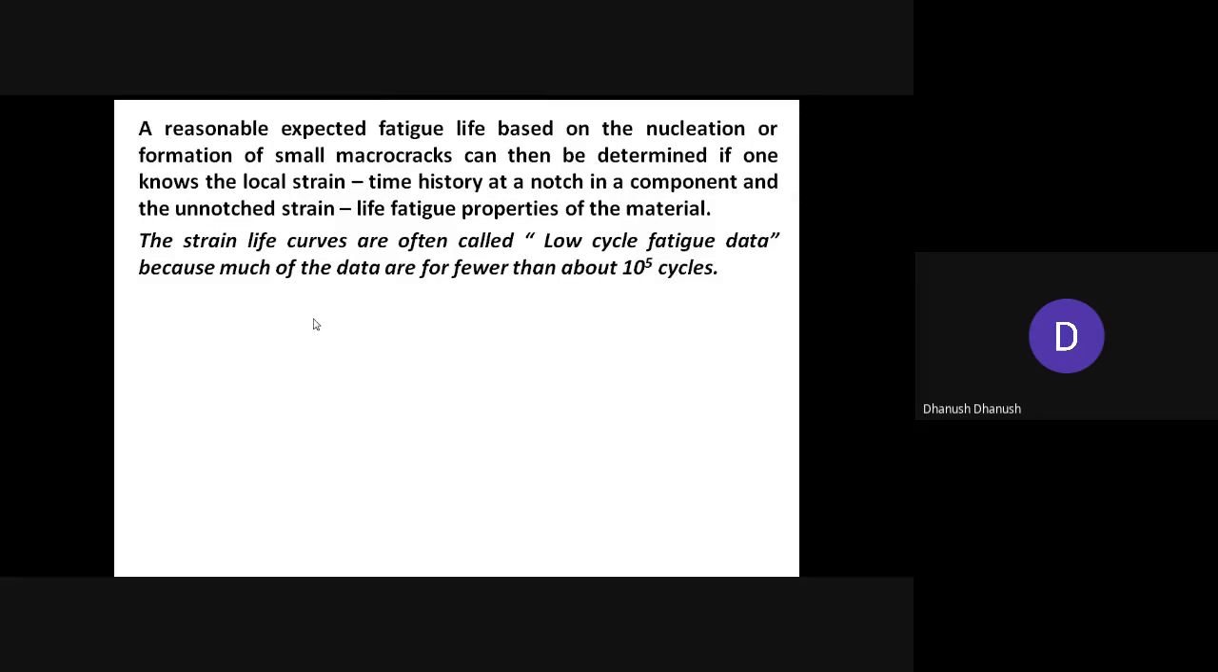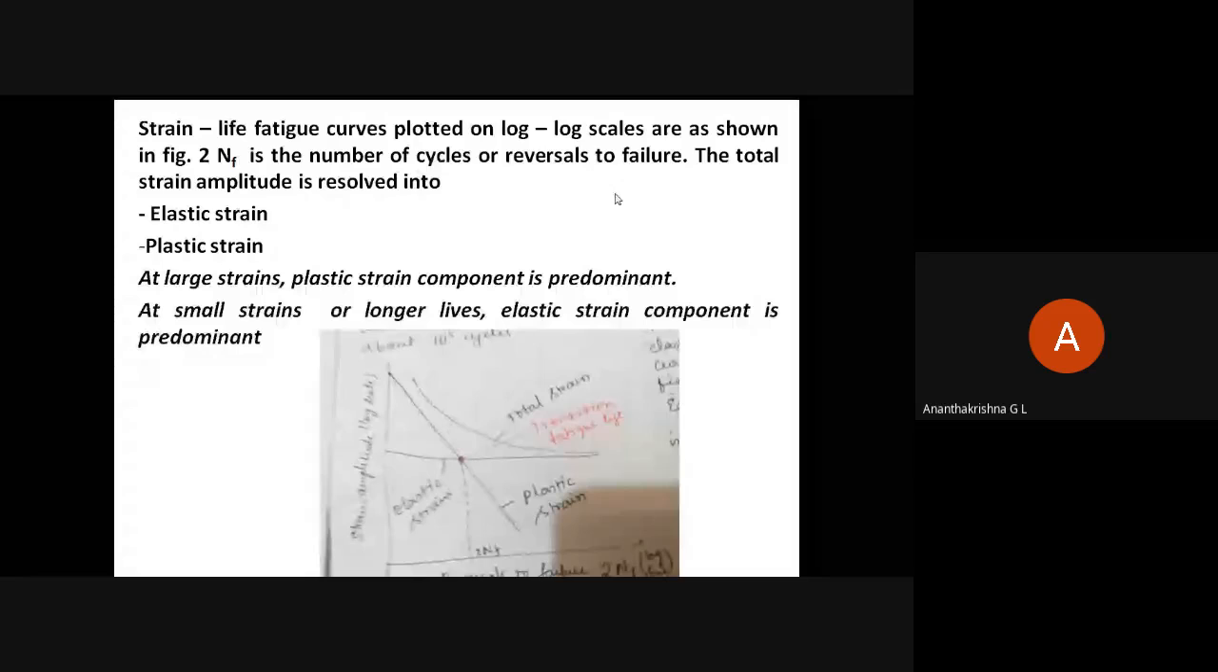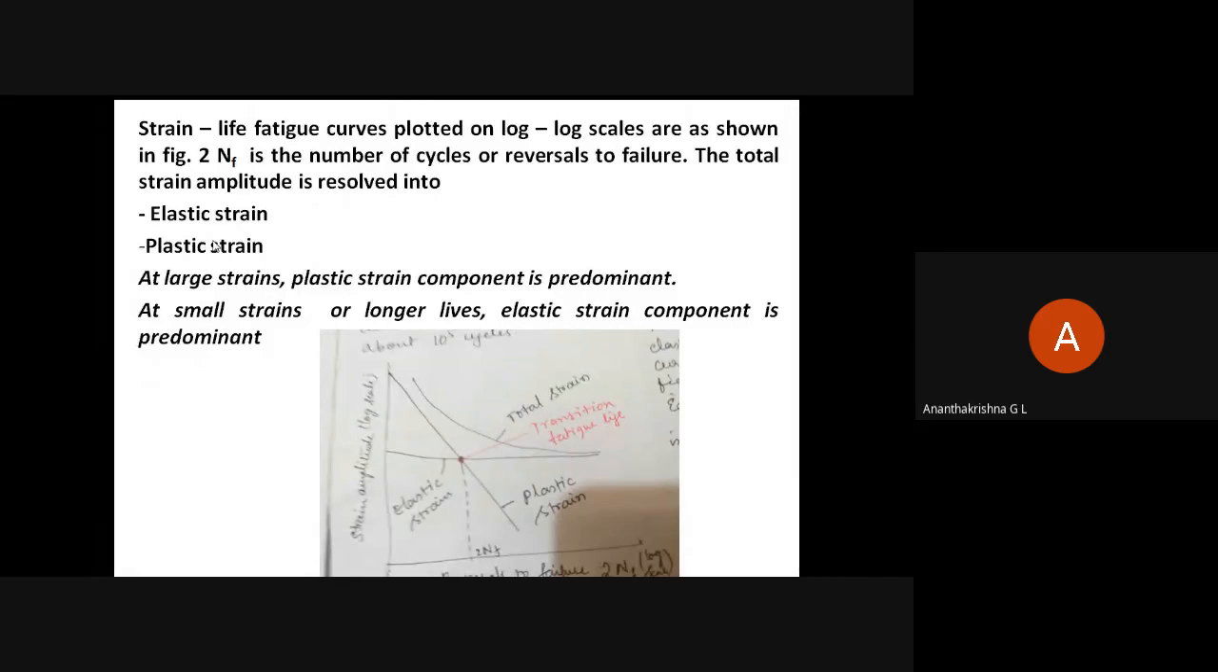Yes, sir. Now, the strain life fatigue curves plotted on log-log scale. So this is the fatigue life. One is the elastic strain, another is plastic strain. So what is elastic strain? Can someone tell me? What do you understand by elastic strain?